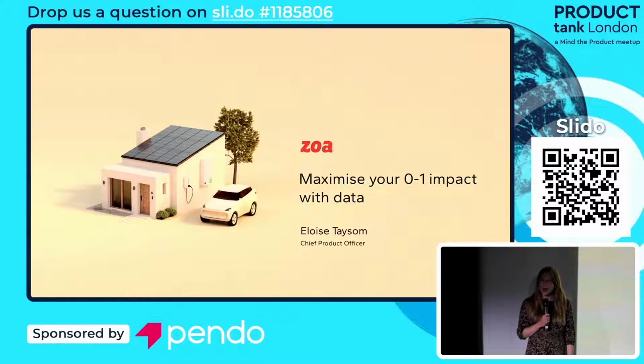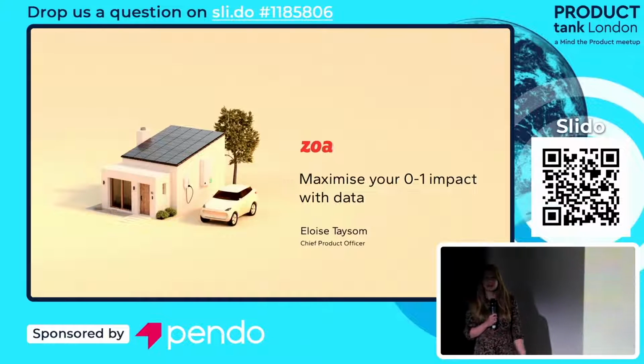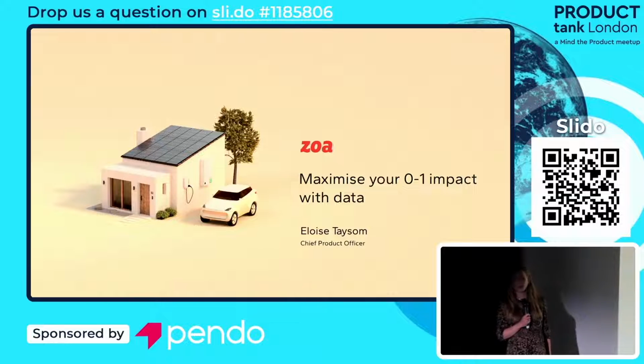But what happens when you're doing a 0-to-1 product? And what happens when you don't have users yet? And you're sitting there thinking, I don't actually have all of that data, so how am I supposed to make good product decisions?